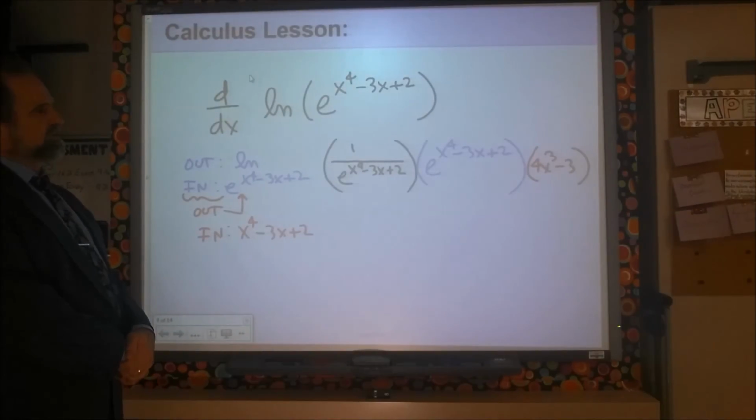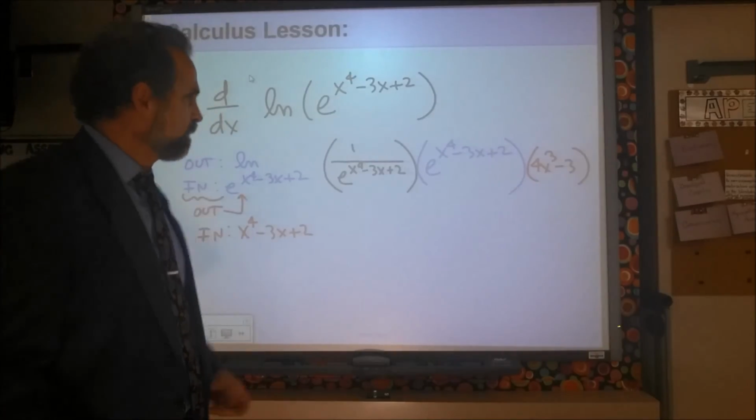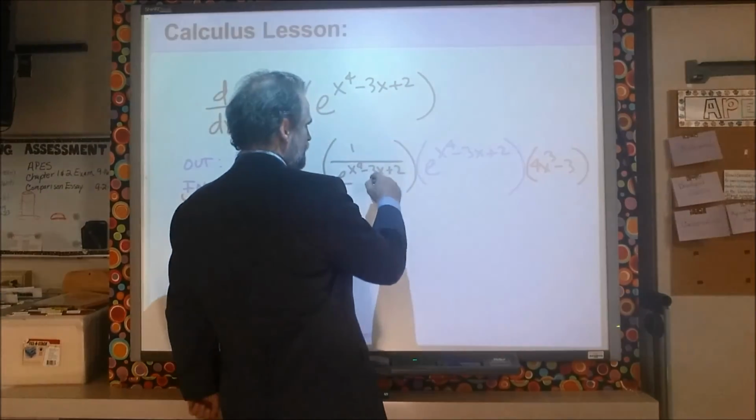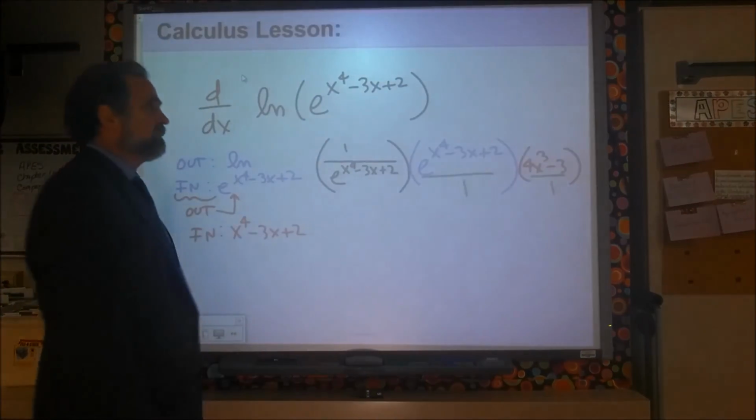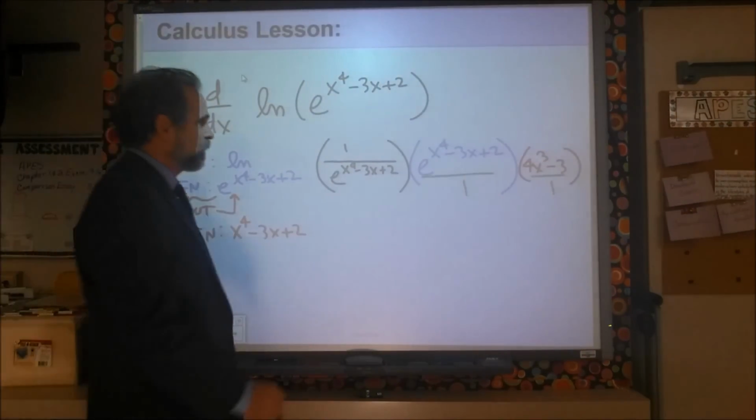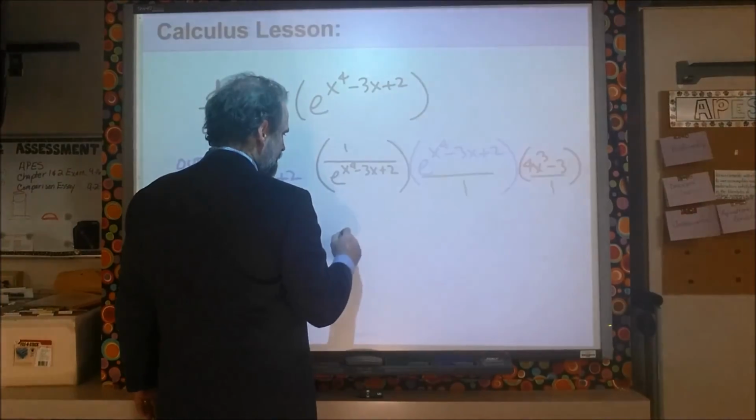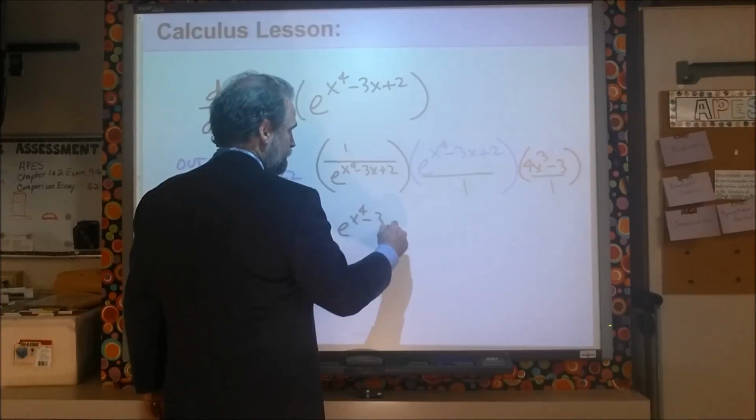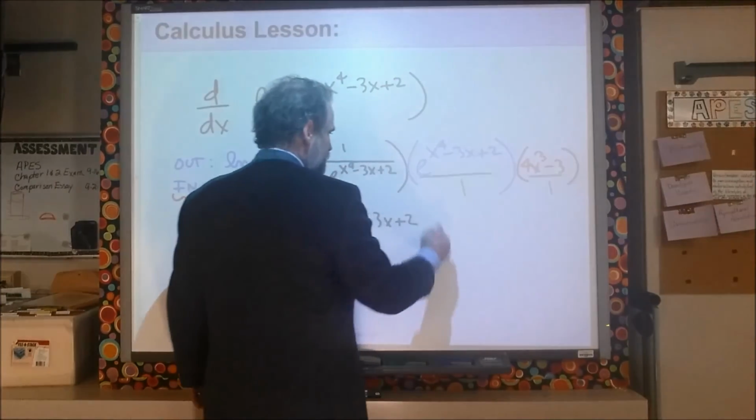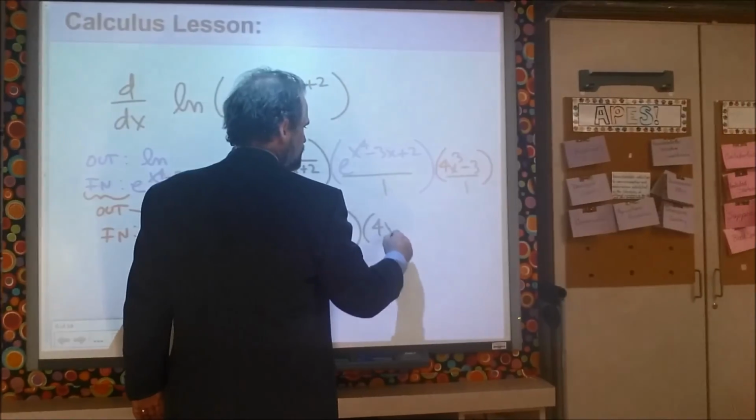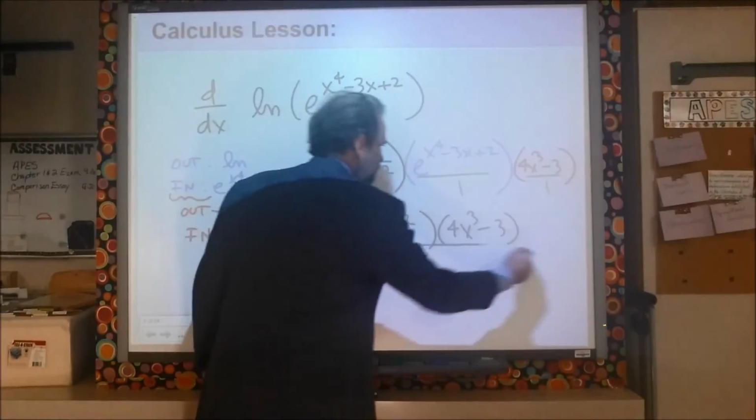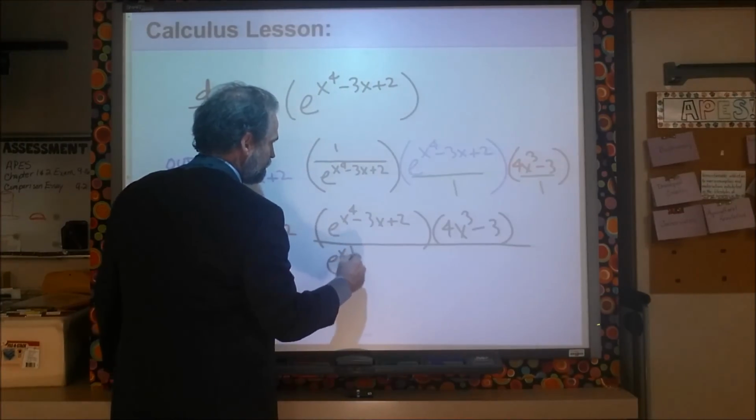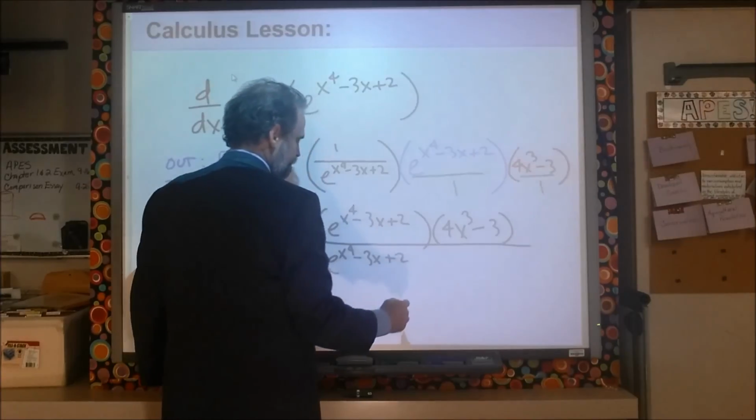So when you look at this, that is the answer. However, it should be remarkably obvious to you that this is a fraction. So if I made this a fraction and this a fraction, I could combine them all together with the multiplication of fractions algorithm. The top: 1 times that, e to the x to the fourth minus 3x plus 2, times that, which is 4x cubed minus 3. That's all the top. And 1 times 1 times 1 is on the bottom. That's e to the x to the fourth minus 3x plus 2.